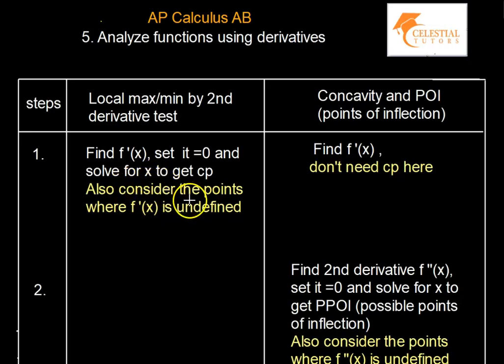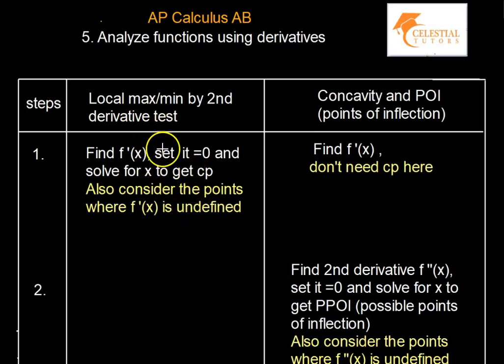First, let us see how the steps are similar for both the procedures. First, we find the first derivative for both of them, whether we need to find local maxima minima by second derivative test or we need to check the concavity. To find local maxima minima, we need to get the critical points, and while getting the critical points, we also consider the points where the function is undefined. In case of a polynomial function, there are no such points where the function is undefined, but if the function is a rational function, then we need to see those points where the function becomes undefined, and those points are also considered as critical points.